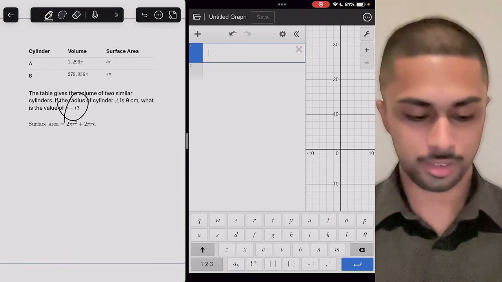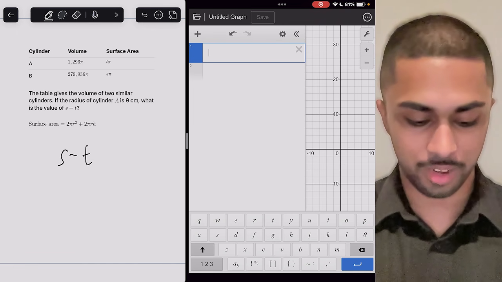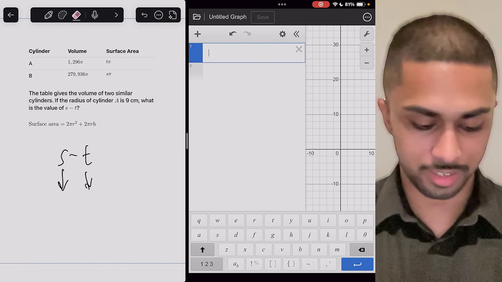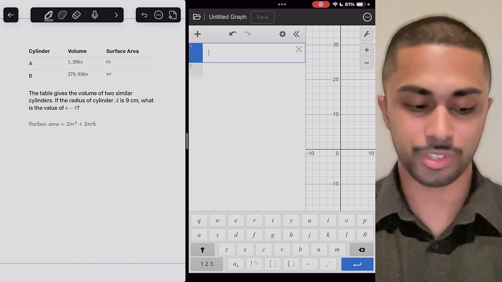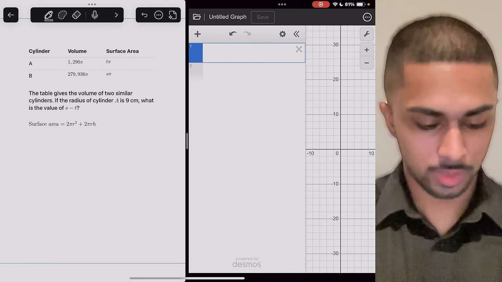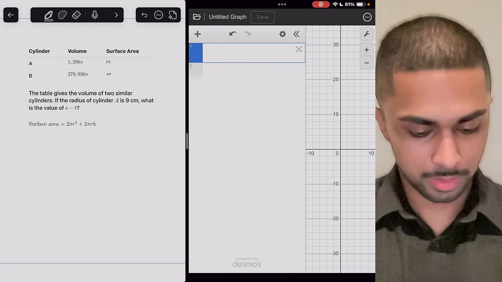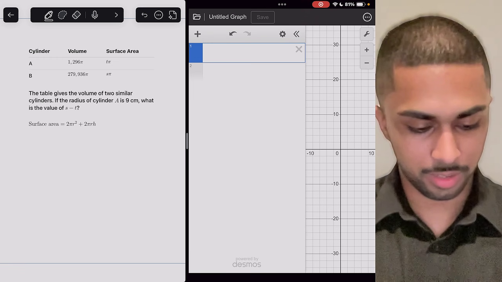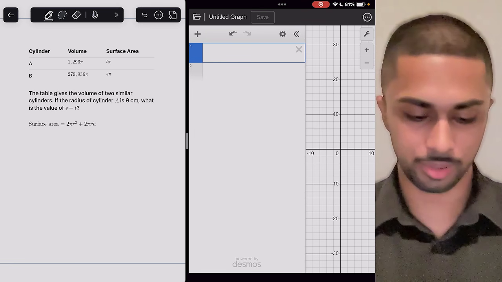S minus t. Let's figure out how to solve this. In order to solve S minus t, we need S and we need t. And those are the surface areas of cylinder A and B. Okay. The first thing that we want to do to find the surface area, let's find the surface area of cylinder A first. That seems simpler, right?